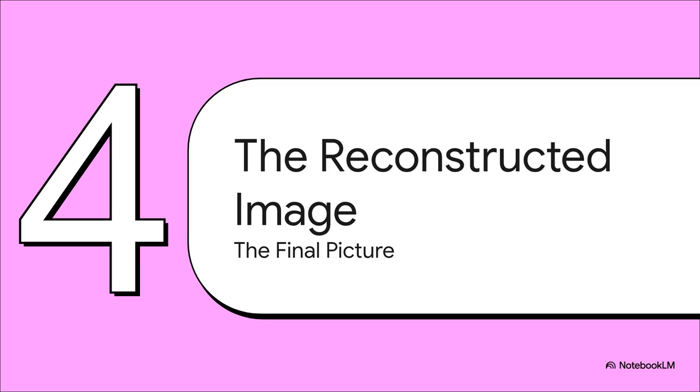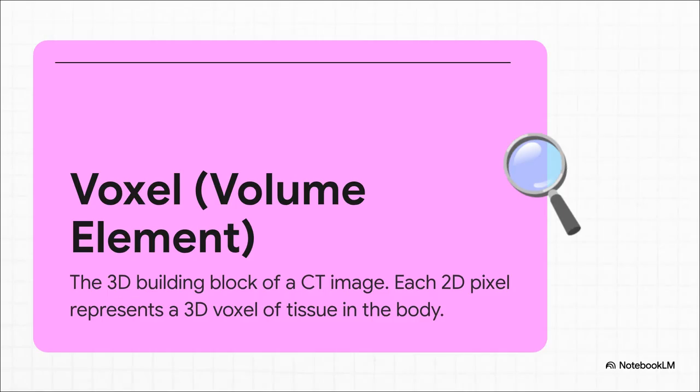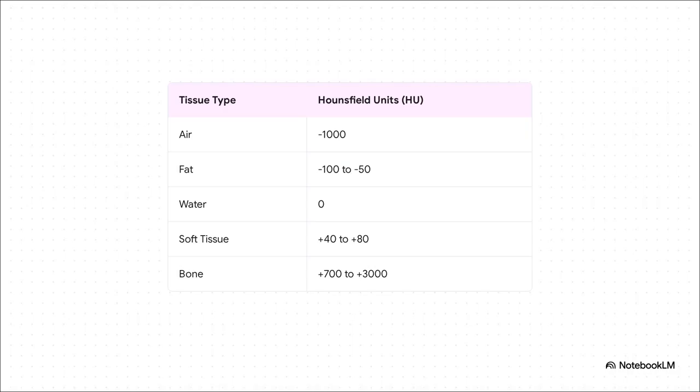All right, let's move to the final image itself and see how doctors and radiologists actually read and interpret these amazing pictures. When you look at a CT image on a screen, you see a grid of tiny squares called pixels. But it's important to remember that each 2D pixel actually represents a 3D cube of tissue inside the patient. This tiny cube is called a voxel, or a volume element, and it's the true building block of a CT scan. The computer assigns a brightness value to each voxel based on its density.